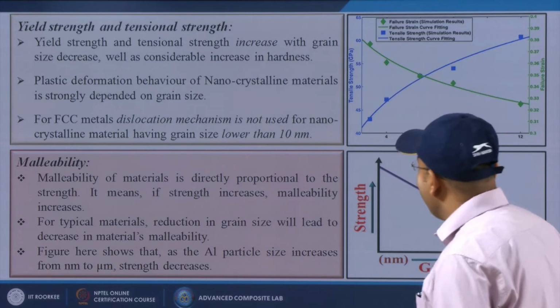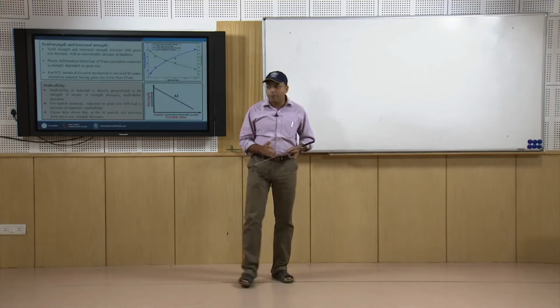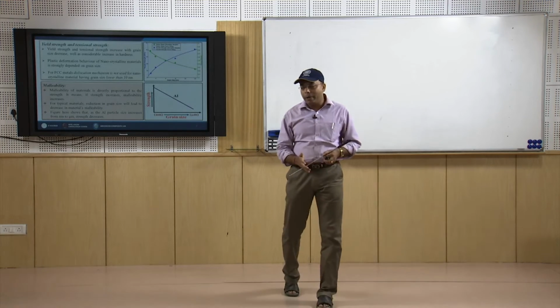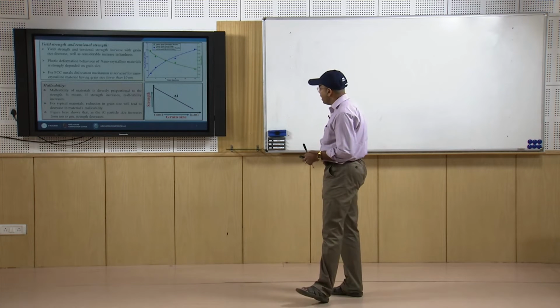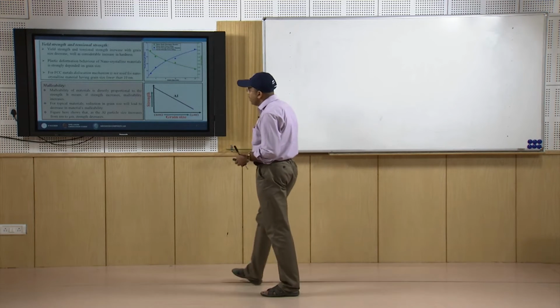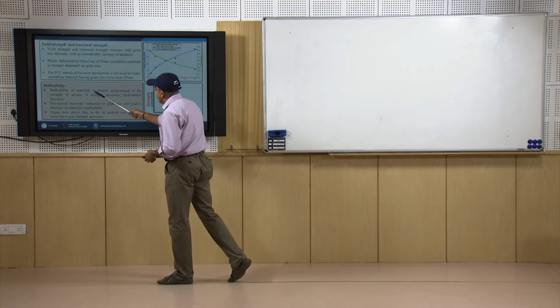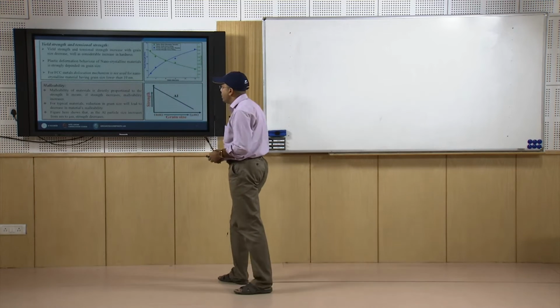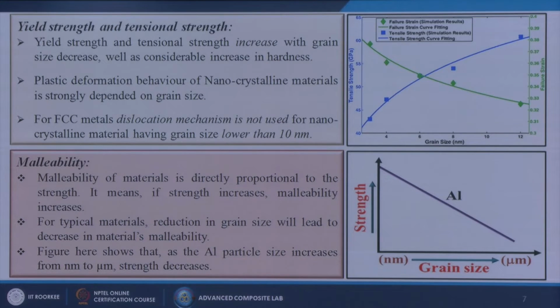Then we can see the malleability property, which is also one kind of mechanical property of that particular metal, or maybe some metals. Then malleability of materials is directly proportional to the strength. It means if strength increases, malleability increases, that is the standard thinking in our mind. So, for typical materials, reduction in grain size will lead to decrease in material malleability.